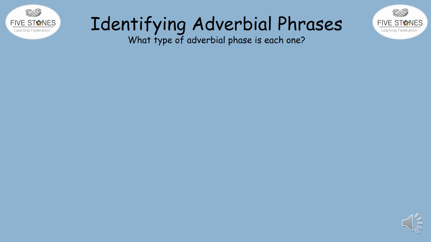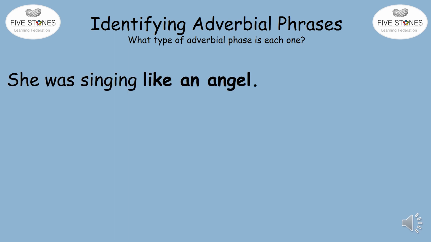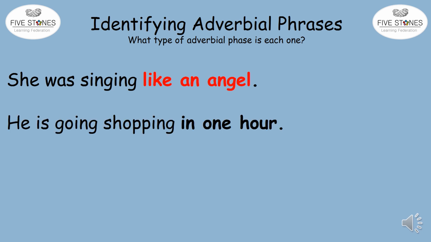Right, so we're going to look at what the adverbial phrase is in each of these. So the girl was singing like an angel was the adverbial phrase, but what type of adverbial phrase is that? It tells you how they are doing it. So she is singing like an angel.